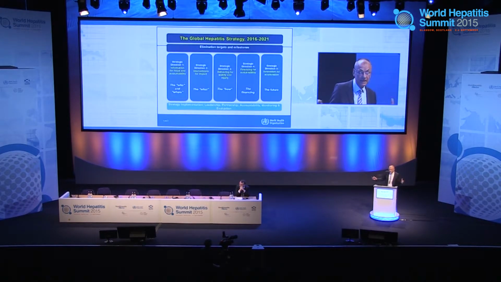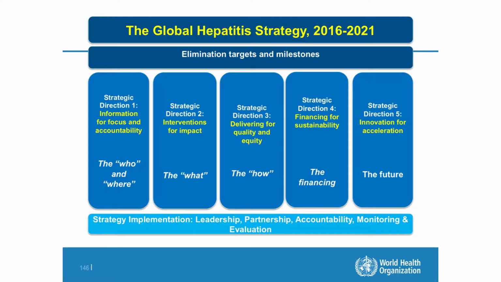This global hepatitis strategy, the first one, as I said, of its nature, is for 6 years. It will start in 2016 and will go until 2021. This is how most global strategies are being developed, for a 5 or 6 year period. It will have the elimination targets, obviously, that I'm talking about, and the 2020 milestones. And it will have 5 strategic directions.